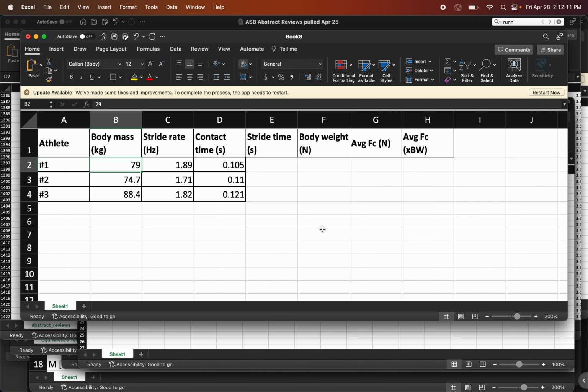Body mass here, that's hopefully self-explanatory. Stride rate, that's how many strides you complete per second. And contact time here is unilateral, so for just one side of the body, how much time you spend per stride with your foot on the ground.